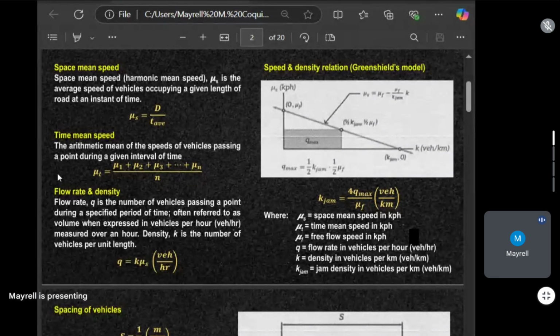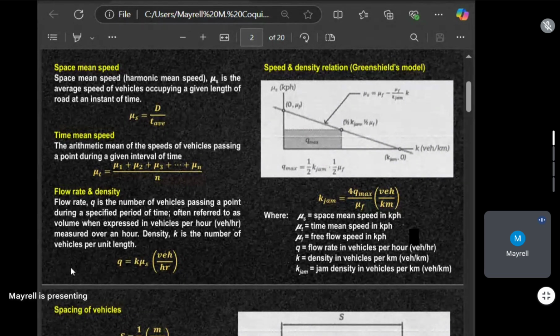Then we have time mean speed. This is the arithmetic mean of the speeds of vehicles passing a point during a given interval of time. That is mu sub t. That's equal to the summation of all the space mean speeds, the summation of mu s over n, the number of vehicles.